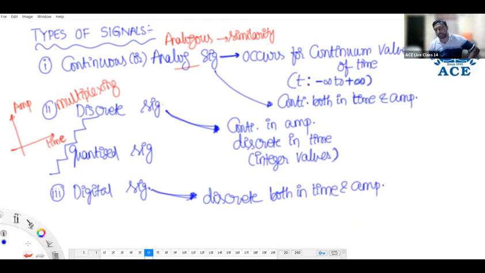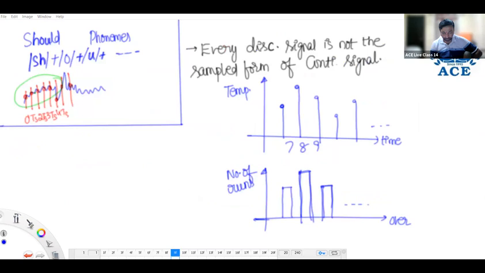Strictly speaking, it is discrete in time but quantized in amplitude. What is the job of a quantizer, sir? It will convert continuous amplitude to discrete amplitude.